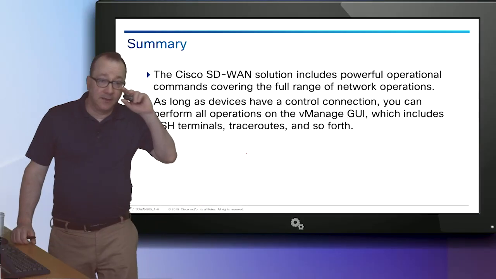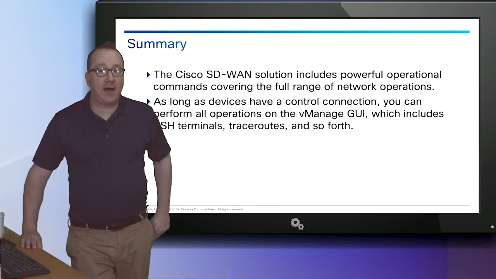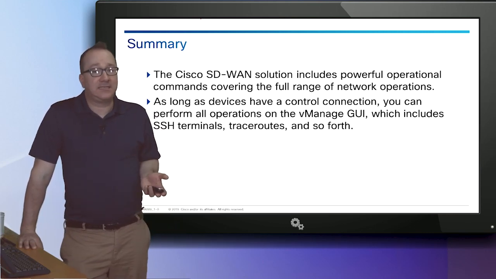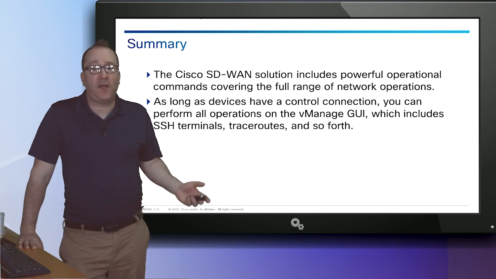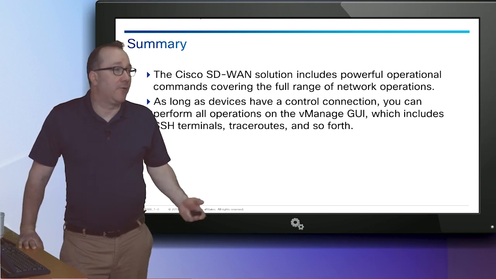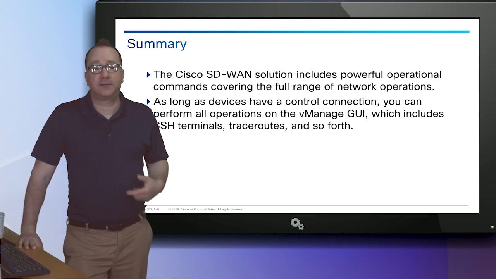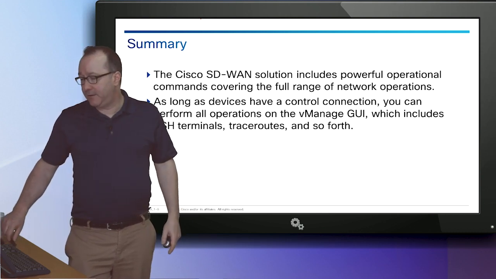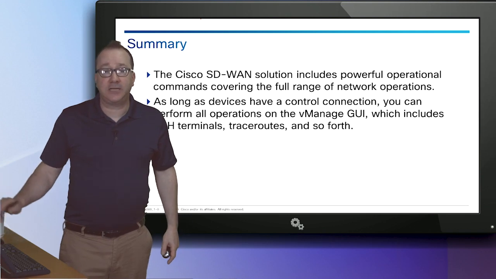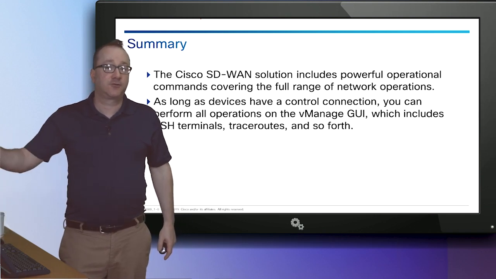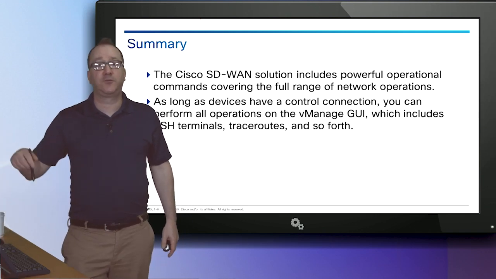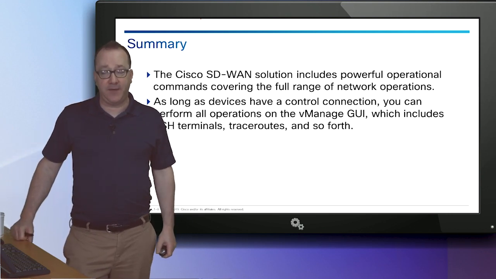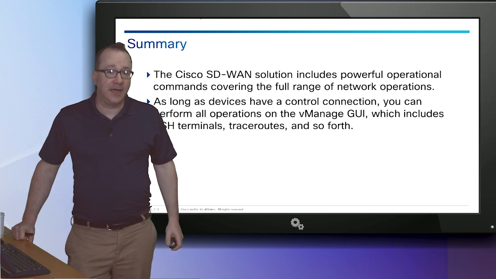So, in summary, the SD-WAN solution includes powerful operational commands covering the full range of network operations. As long as devices have a control connection, you can perform all operations in the GUI, including opening up an SSH terminal, trace routes, so forth. For example, one of the cool things you could do with trace route, and we didn't show it here, it'll actually show you which vEdge device the traffic is going through. So if you're routing traffic through a drop-in service, the trace route's the best way to determine whether or not that traffic is actually going through that service.